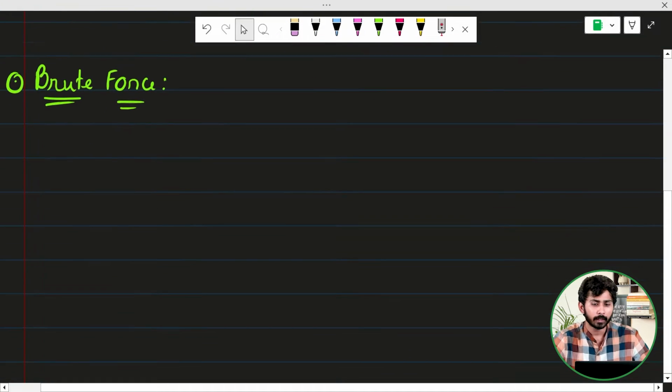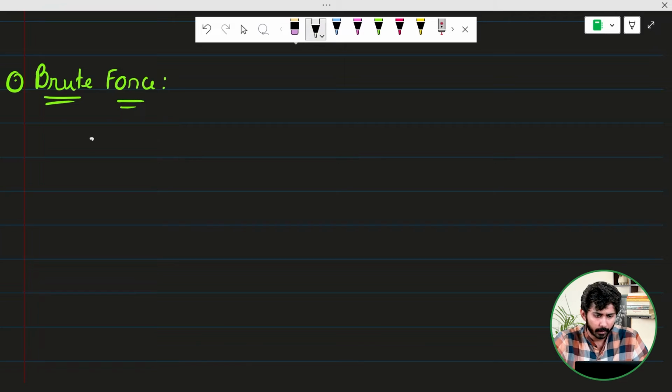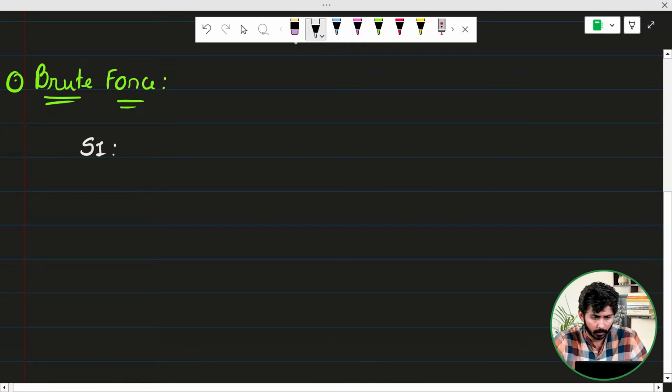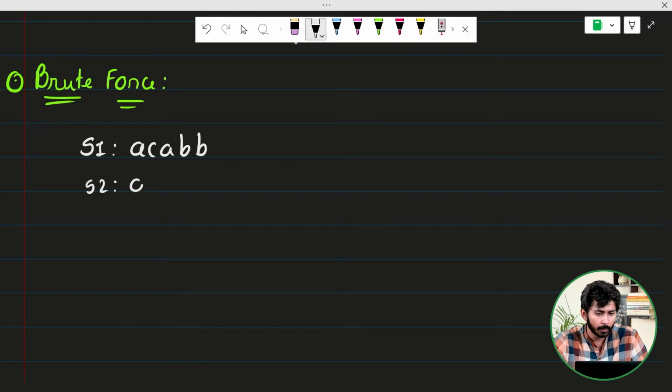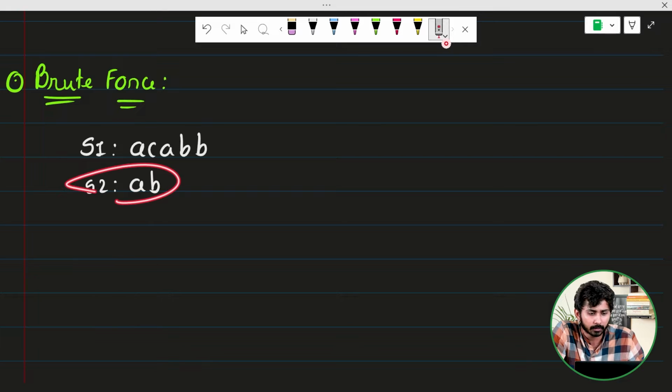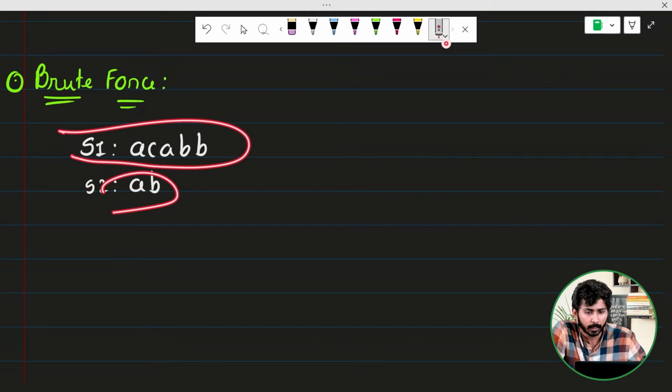So I will take a different example of strings over here. I'll say s1 equals ACABB, and s2 equals AB. I have taken this example, and throughout this explanation about brute force and other approaches, I'll go with this example. In this string s1 and s2, if you want to find all the subsequences of s1 that are equal to s2, the answer will be what?